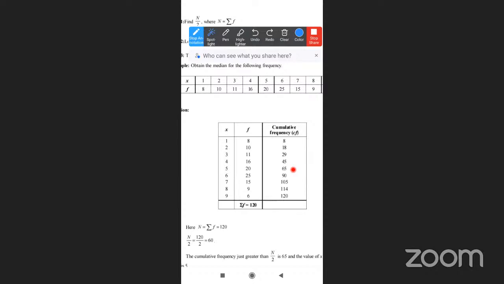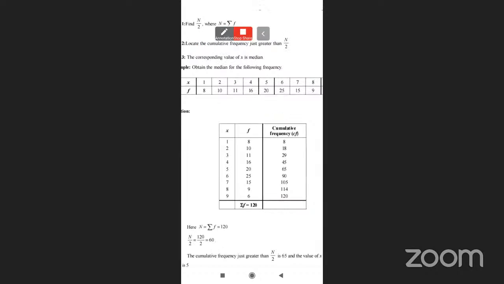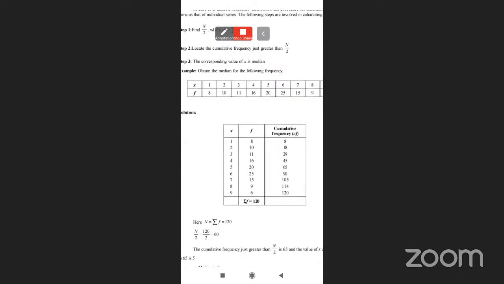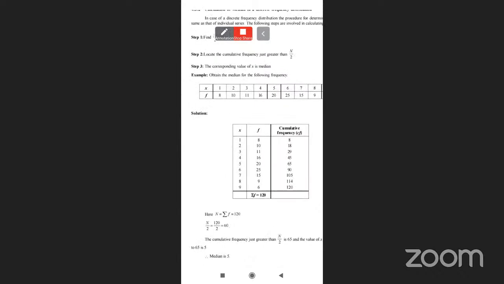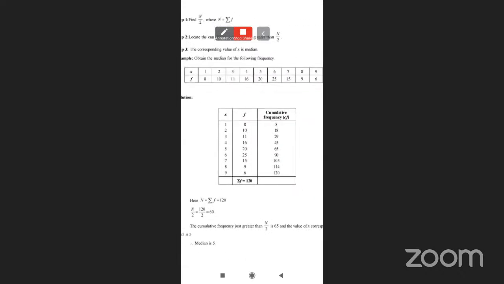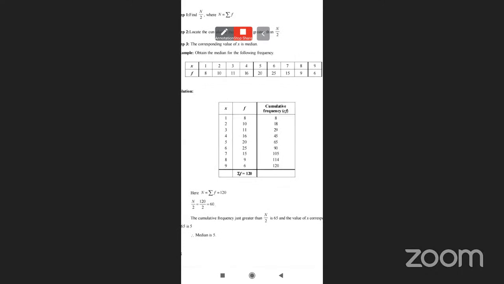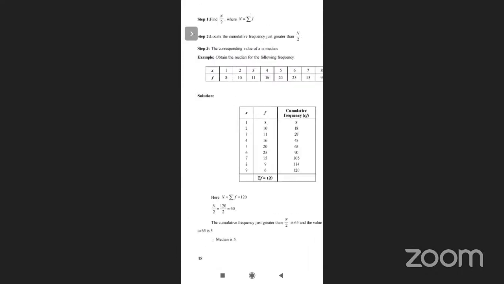The cumulative frequency just greater than N by 2 is 65, and the value of x corresponding to 65 is 5. So the median equals 5.